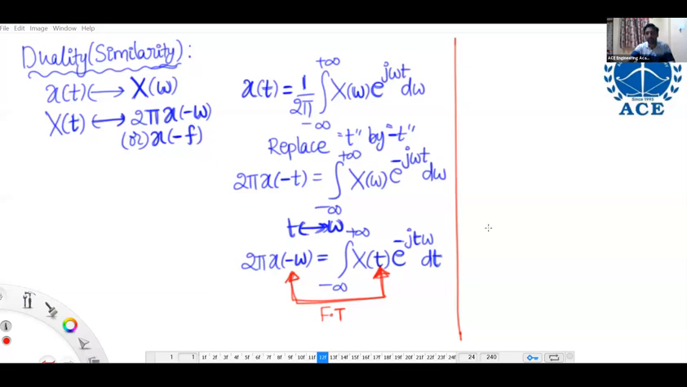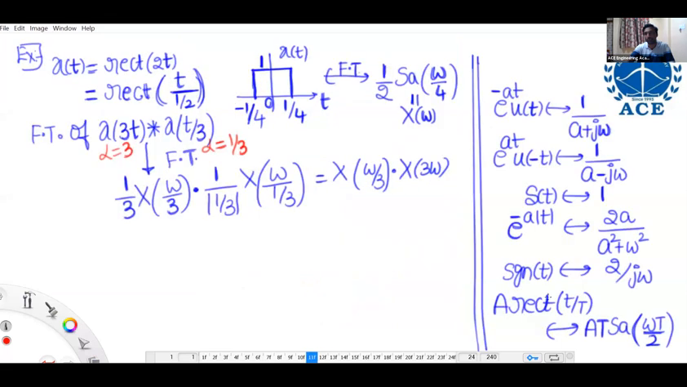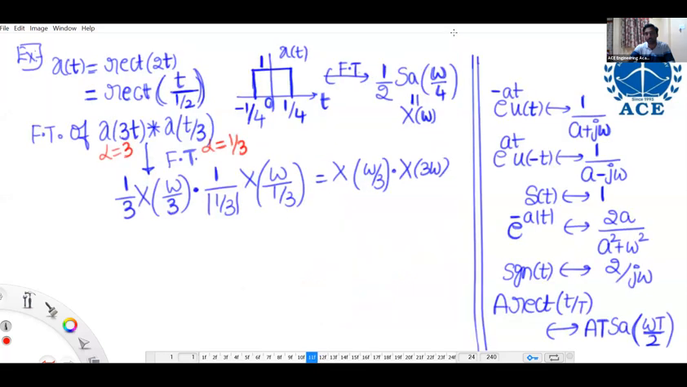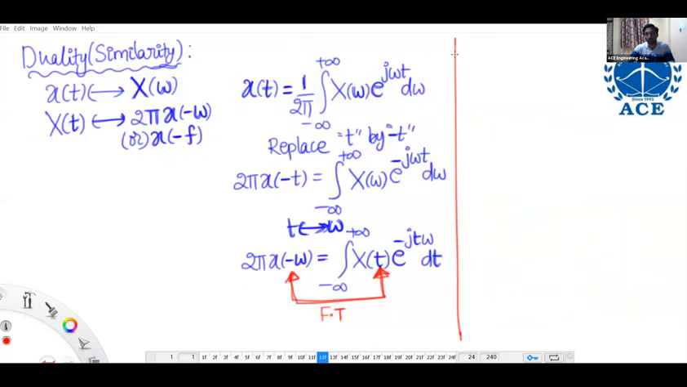Based on the standard formulas we discussed till now, I will give some examples on duality. Try to answer them. I will give some standard examples for you. Be ready, everyone. Try to answer them.